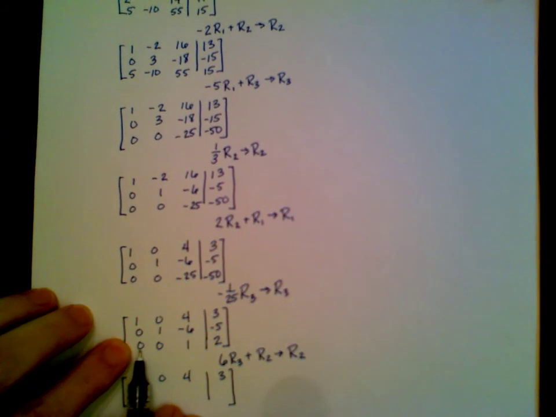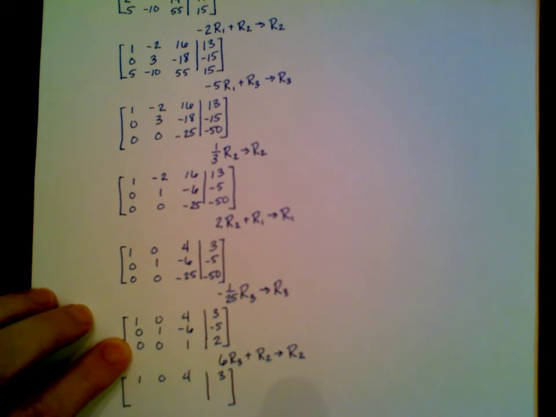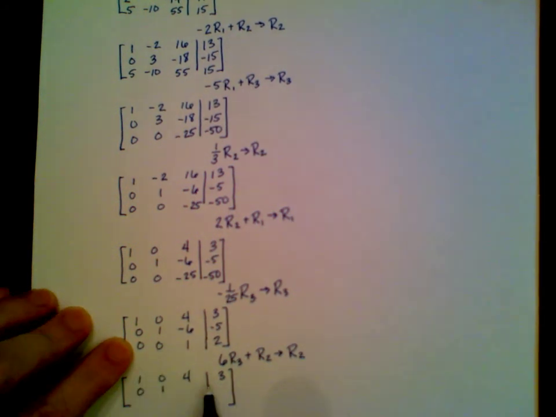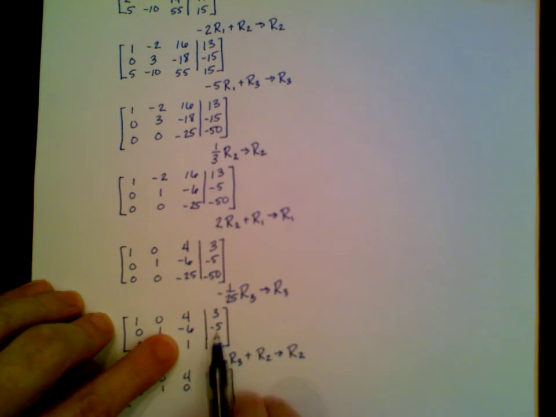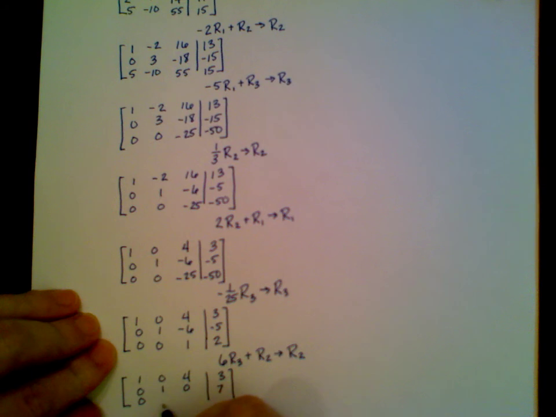Notice that every time I start with a 0, 6 times 0 is 0, and when I add in 0, that's not going to change. So these first two places aren't going to change. Then 6 times 1 is 6 plus negative 6 is 0. 6 times 2 is 12 plus negative 5 is 7. And then, of course, row 3 doesn't change.